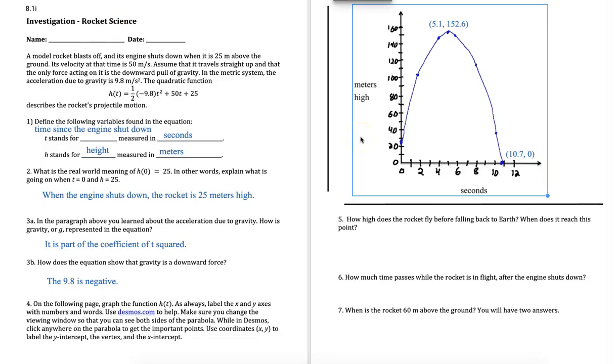So here's my version of the graph. Notice I have labels for both axes. The vertical axis tells us how many meters high the rocket is. The horizontal axis tells us how many seconds since the engine shut down. And then I used those points we were talking about over in Desmos to make my graph. And when we connected those points, we have a nice parabola.